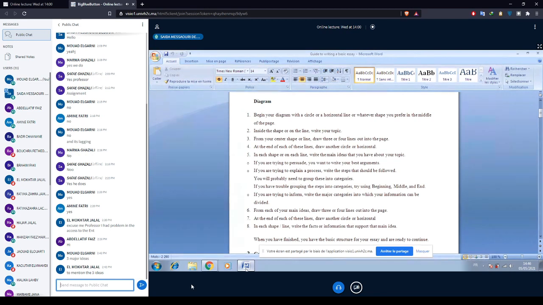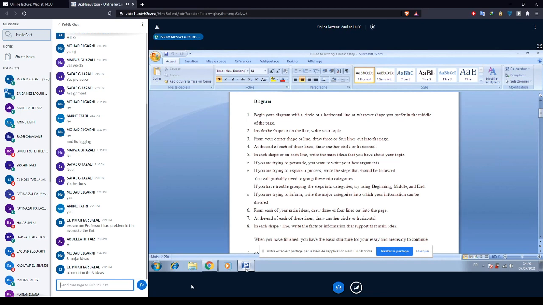The 3 lines or the 3 circles relate to the 3 paragraphs. Then at the end of each of these lines, draw another circle or a horizontal line. And inside each shape or on each line, write the main ideas that you have about your topic. Go and look at the video about the pizza, which is brainstorming, and you will see this diagramming. You have the popularity of the pizza, why it is popular: because it is cheap, because it is easy to eat, because it uses few ingredients.